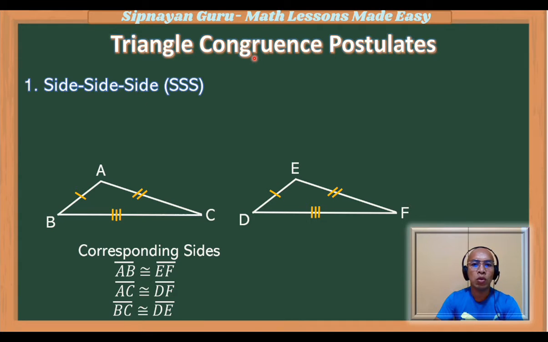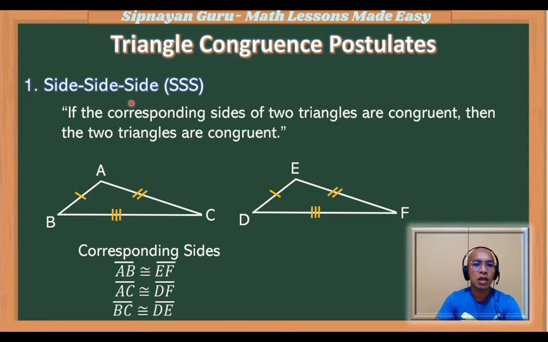How do we know that two triangles are congruent? By the side postulate. It states that if the corresponding sides of two triangles are congruent, then we can conclude that the two triangles are congruent. So in this case, triangle ABC is congruent to triangle EDF.